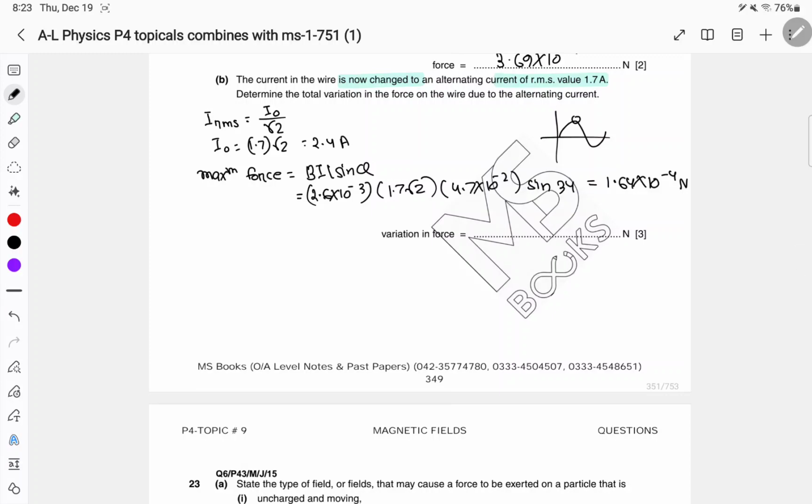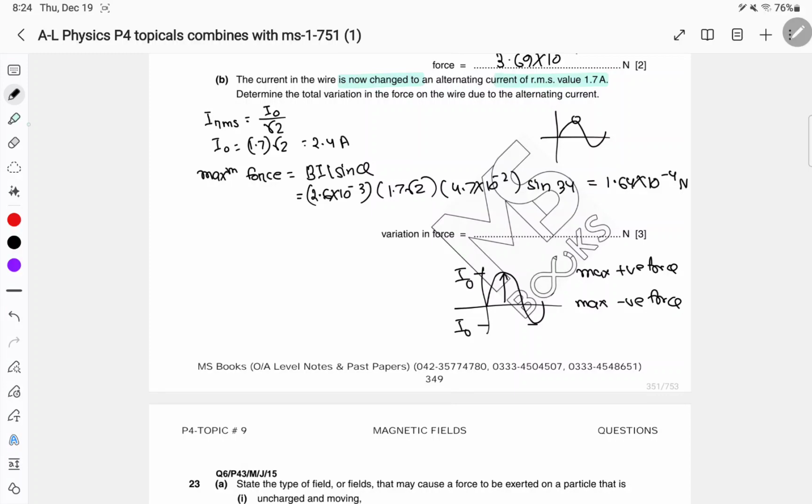Now what will be the variation of force? You have to understand, this is our maximum current in the positive direction, and this is our maximum current in the negative direction. So when the current is maximum in this direction, we have a maximum positive force. When the current is in this direction, we have a maximum negative force.